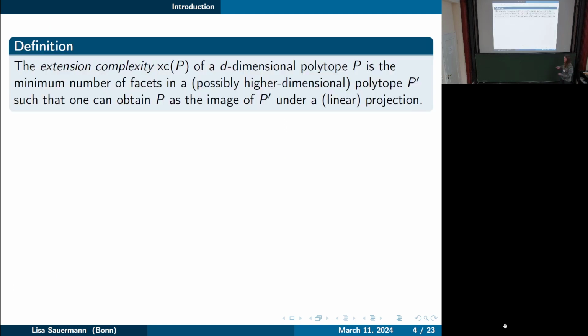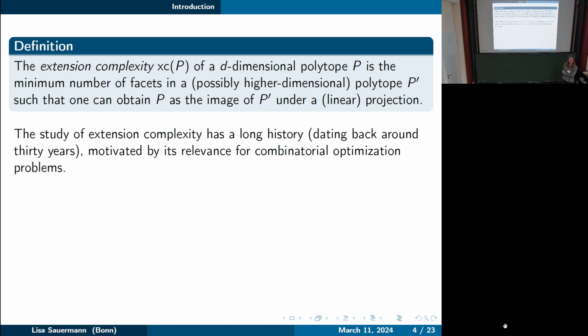Okay, so here's again the definition. So hopefully it's clear sort of what the definition means. It's maybe not so clear why you would ever consider this. But this study of this notion actually has a long history dating back around 30 years, motivated primarily by its relevance for combinatorial optimization problems.